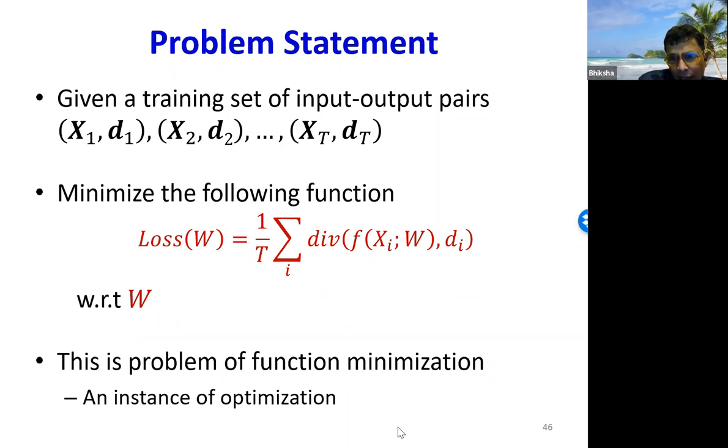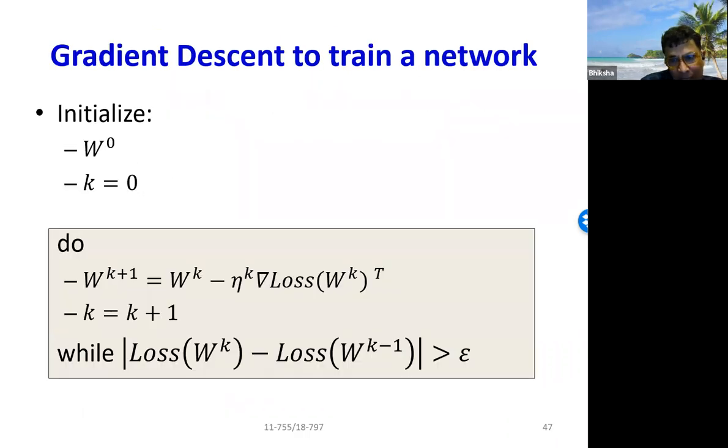Now, the network is a complicated function, so the loss is also a very complicated function of the parameters. So we're going to use gradient descent to minimize it. This is our overall gradient descent algorithm. The loss is a function of the parameters, which I've represented as W. So you would initialize the parameters and then iteratively keep adjusting the parameters in the direction opposite to the gradient of the loss with respect to the parameters until the loss doesn't change very much anymore.